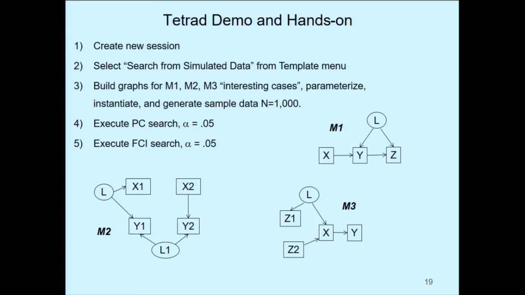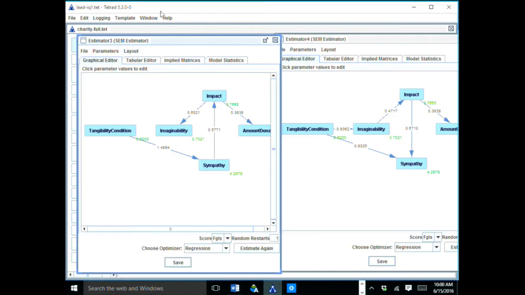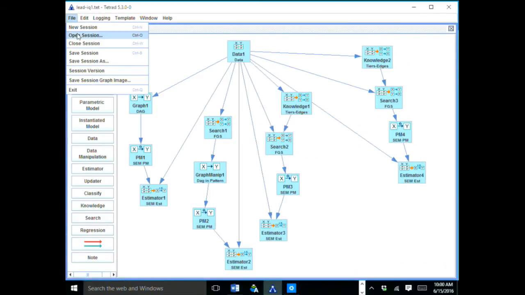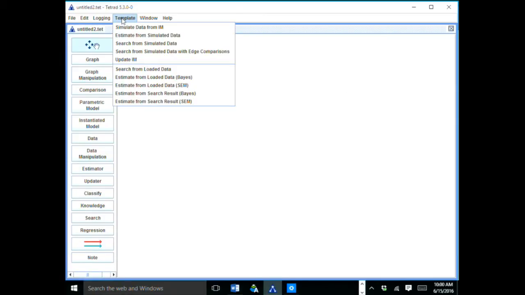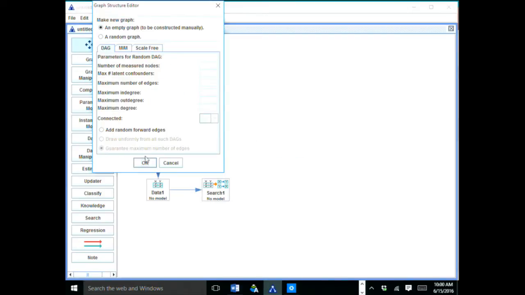So what I'm going to ask you to do is create for each of these a new session, and then make a search from simulated data template and see what happens. I'm going to demonstrate the first one so you can see what I'm doing. I'll go back to that slide and put it up there. Okay, so open a new session, go to the template menu and say search from simulated data. Then you get the boxes you need. And then I go into the graph and I say find directed acyclic graph.